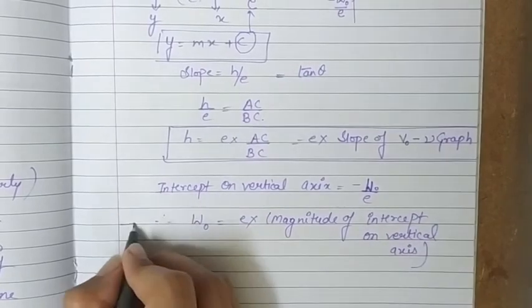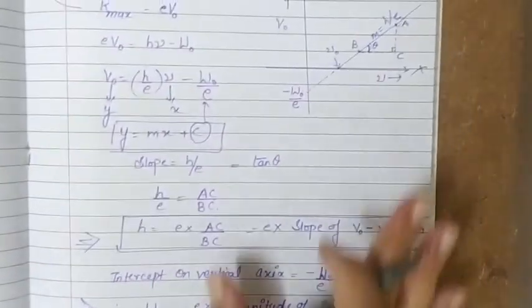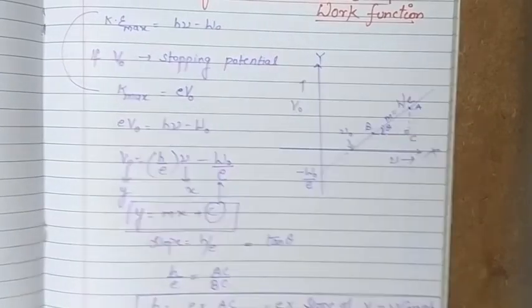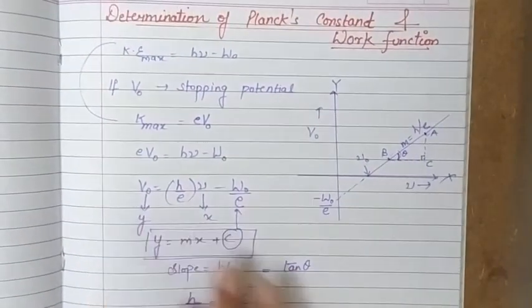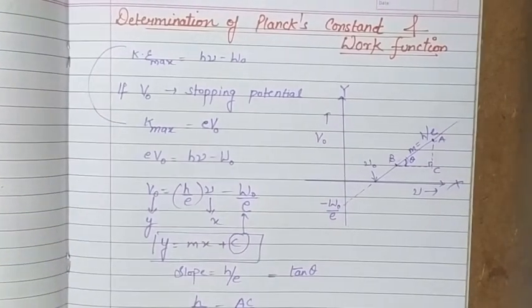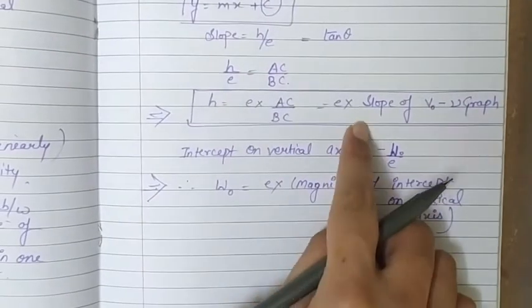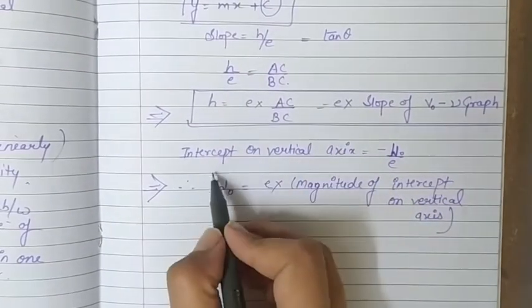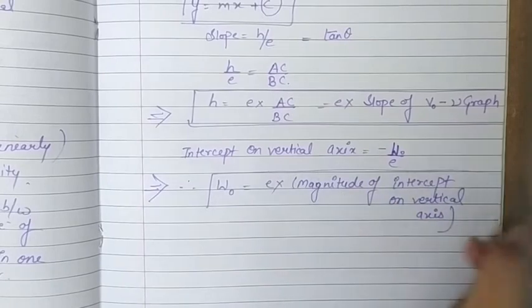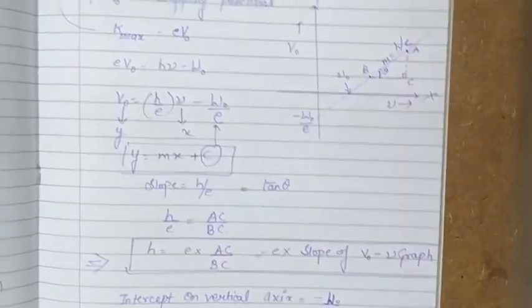So this is how we can find the work function and the Planck's constant, by reading this graph and using the kinetic energy value from Einstein's photoelectric equation. Using Einstein's photoelectric equation and substituting the values from the graph, we can find the value of both Planck's constant and work function using these relations. This is how it can be done.